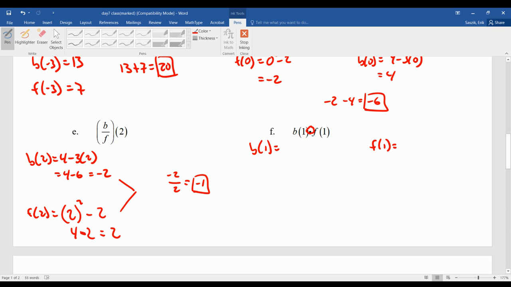Here, that closed in circle like that means multiply. So again, find all three. B of 1 is 4 minus 3 times 1, which would be 4 minus 3, which would be 1. F of 1 would be 1 squared minus 2, which would be negative 1. And of course, 1 times negative 1 would be a final answer of negative 1.